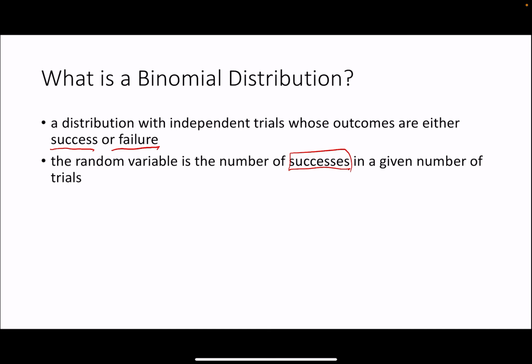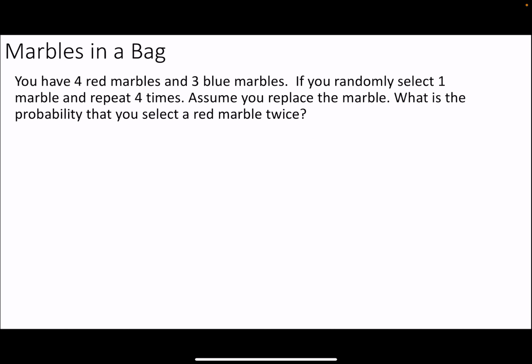So we have a number of trials. How many successes do we have? That's our random variable. It's how the question is formed.